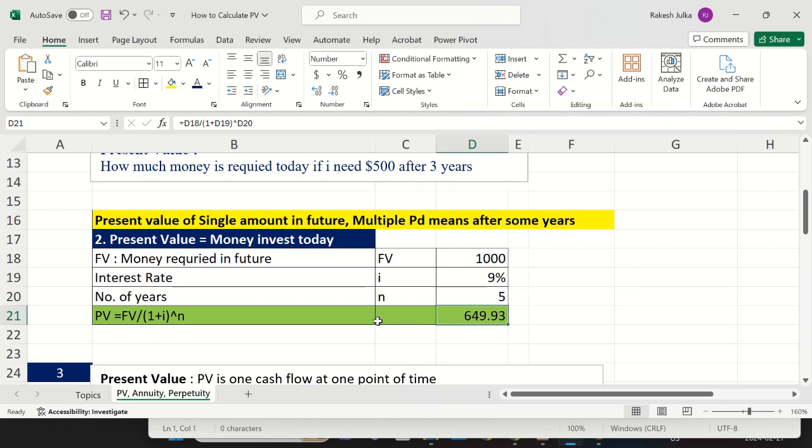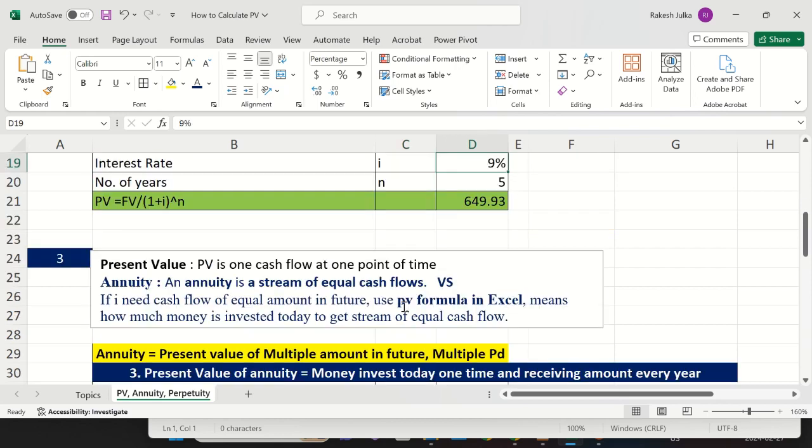So what is happening these days? When you go to the bank, the bank will ask, do you want to deposit some money in a GIC? And we say yes, and we want that after 5 years, we need $1,000, right? How much money do I need to invest today? So they may recommend that you invest $649.93 today, and after 5 years, you will get only one amount, that will be $1,000. So in this way we can calculate the present value of the future, but we require I, the rate of interest.